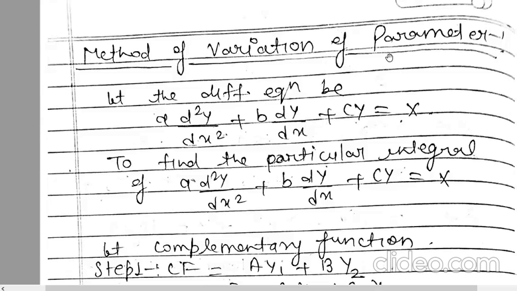So, method of variation of parameter. Let the differential equation be a d2y by dx2 plus b dy upon dx plus cy is equal to X. We have already seen how to find CF and the particular integral. But there is another type of equation. Suppose you have tan x or cosec x on the right hand side, then you have the case only for sin x and cos x to find the particular integral, but you don't have a case for tan x, cosec x, cot x.